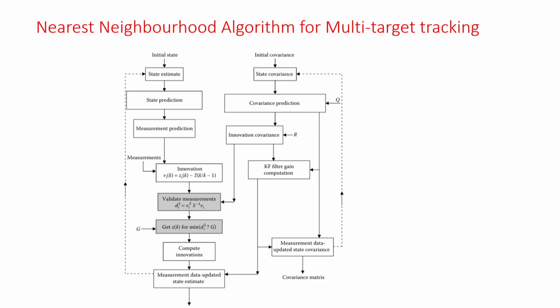With this, let me come to the direct tracking. In nearest neighborhood, you have the state estimate, you do the prediction, and you get the measurement prediction. Then you calculate your innovation and your Mahalanobis distance, and you check whether it is within your gate size or not. If it falls within the gate size, yes, it is gated, you compute the innovation, do the measurement update, and complete it. Similarly, you do it for your state covariance matrix also. So, this is all about the nearest neighborhood association algorithm.